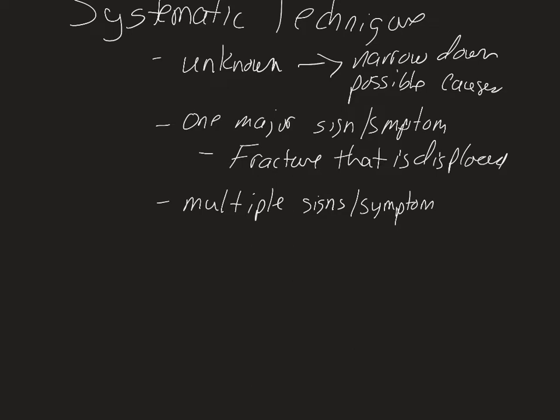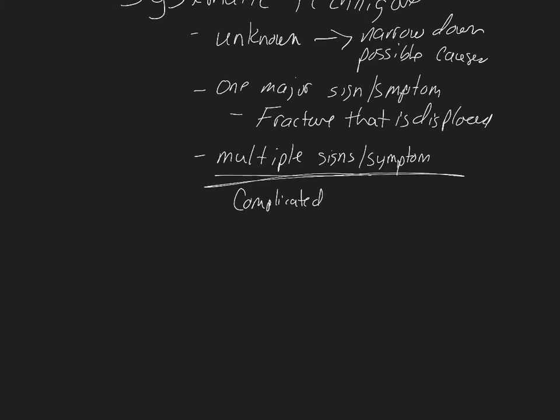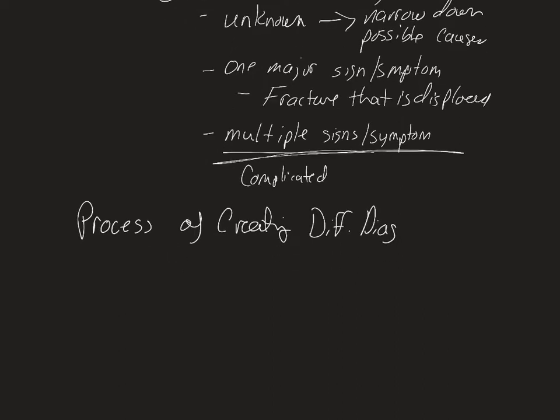So let's think about when we've got multiple signs and symptoms. We're dealing with something that's a little bit more complicated. It might be really complicated, like lupus or MS, or it might be something a little bit simpler. Kind of depends. But basically, with the process of creating a differential diagnosis, the first step is going to be to make a list of symptoms. Symptoms, signs, whatever, okay?